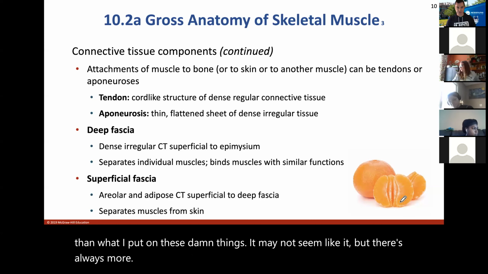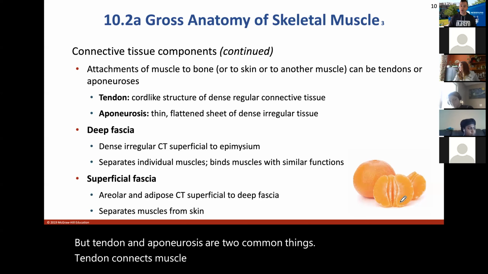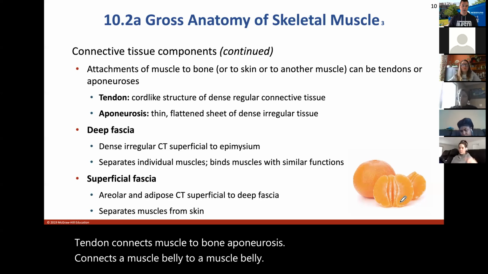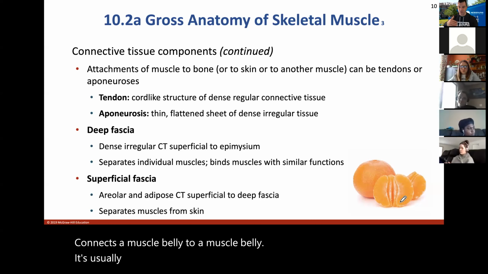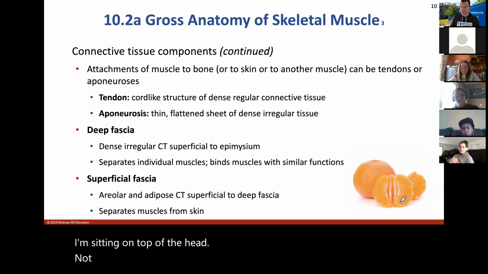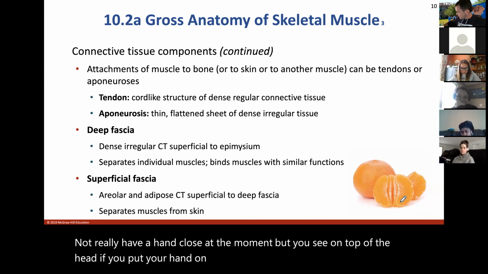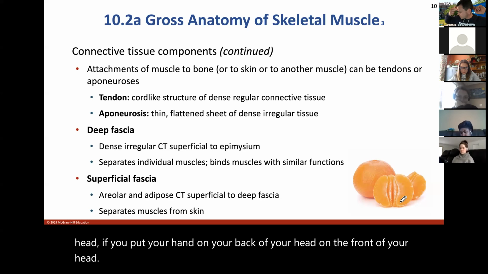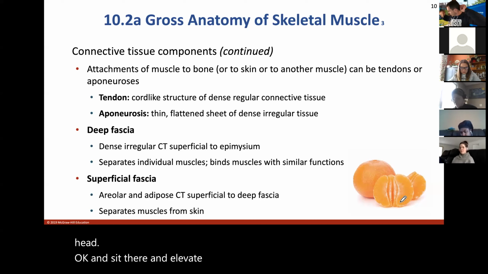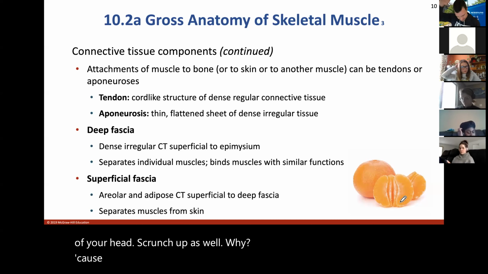But tendon and aponeurosis are two common things. Tendon connects muscle to bone. Aponeurosis connects a muscle belly to a muscle belly. It's usually a white sheet of connective tissue, again, kind of dense, irregular connective tissue. You see it on top of the head. If you put your hand on the back of your head and on the front of your head, and raise your eyebrows, you'll feel the back of your head scrunch up as well. Why? Because it's connected by that aponeurosis.